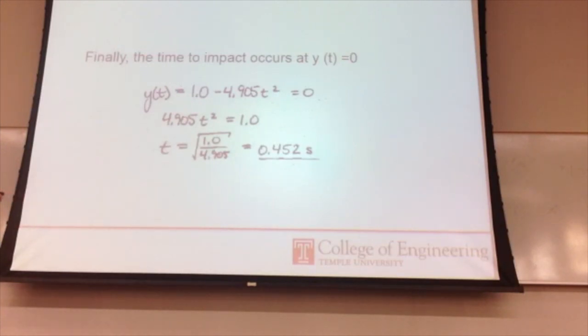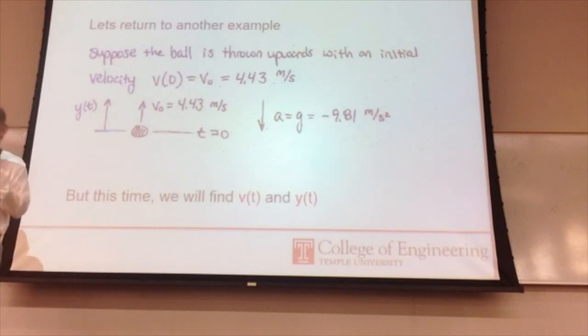All right. So let's take this one step further. And again, I think this was a problem that was solved when you were talking about derivatives. If we throw the ball up in the air, we start with the ball at the ground. y of t equals 0. We throw it up in the air with a velocity of 4.43 meters per second, and the acceleration in the downward direction is 9.81 meters per second squared, so it's minus 9.81 meters per second squared. Find a function for velocity and y at any given time.